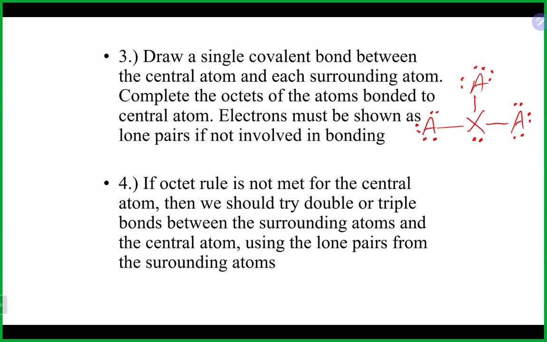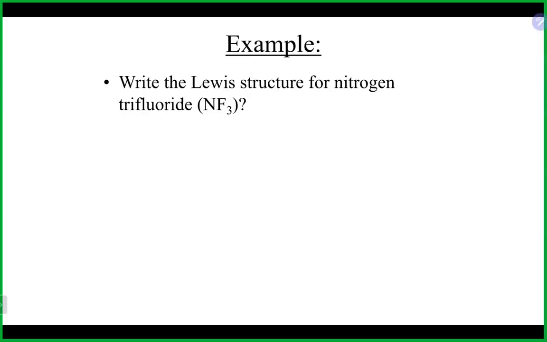Any questions on that there? So let's see how this works with a real example. Let's take a look at this. So NF3 is what we want to draw here. The first thing I'm going to do is calculate the total number of valence electrons in the entire thing. So nitrogen is group 5. There are 3 fluorines, each is group 7. And that gives me 26 valence electrons. So that is the number of electrons that I should have in my picture.